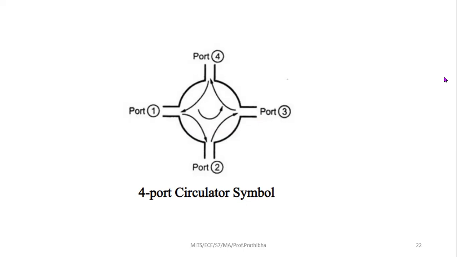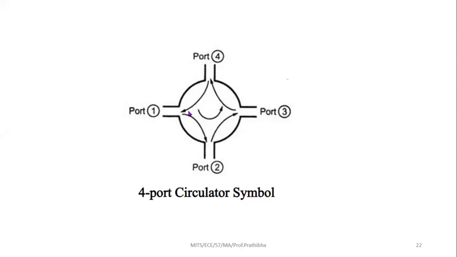Ashwati, would you like to answer? Looking at the diagram, if I send a wave or power from port 1, where will it go? It will go to port 2. Yeah, excellent. So it goes to port 2. Will it go to port 3 and 4? No. Yeah, thank you, Ashwati.